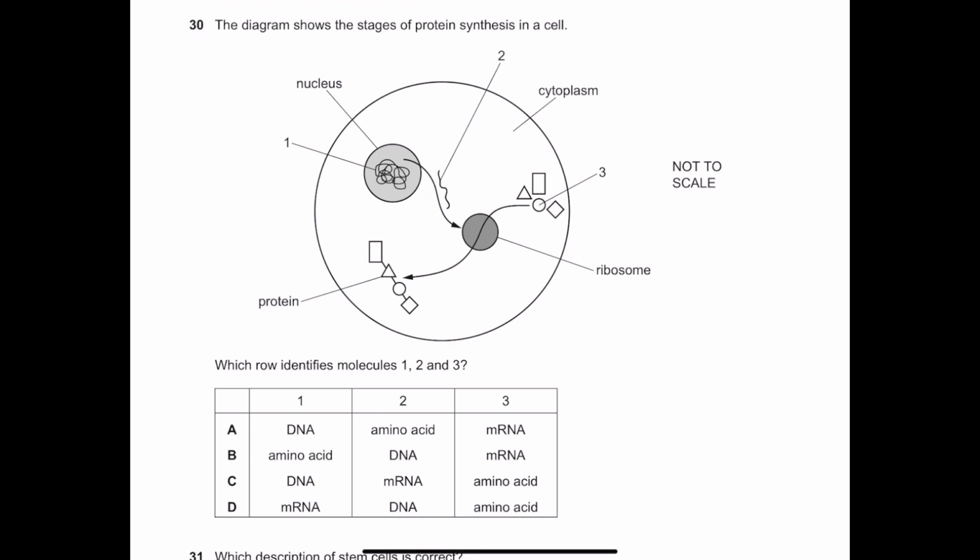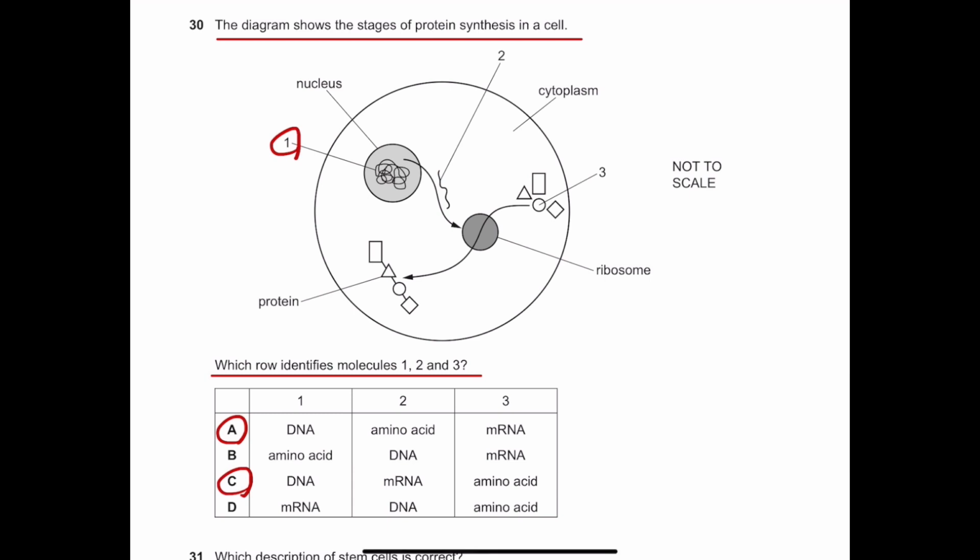Number 30. The diagram shows the stages of protein synthesis in a cell. Which row identifies molecules 1, 2, and 3? So 1 looks like string, and it's in a nucleus, so it must be DNA. So the answer should be A or C.